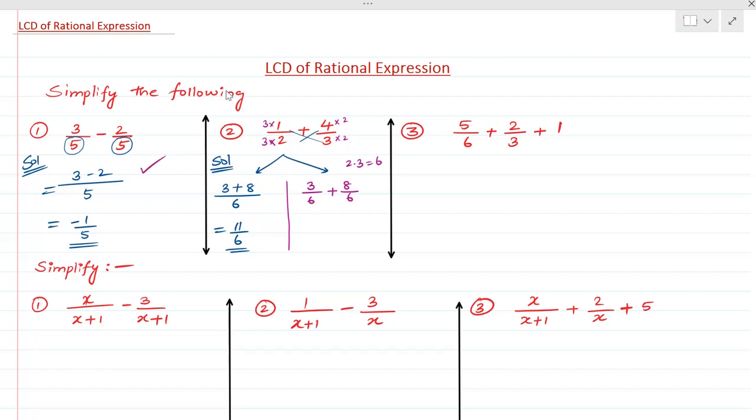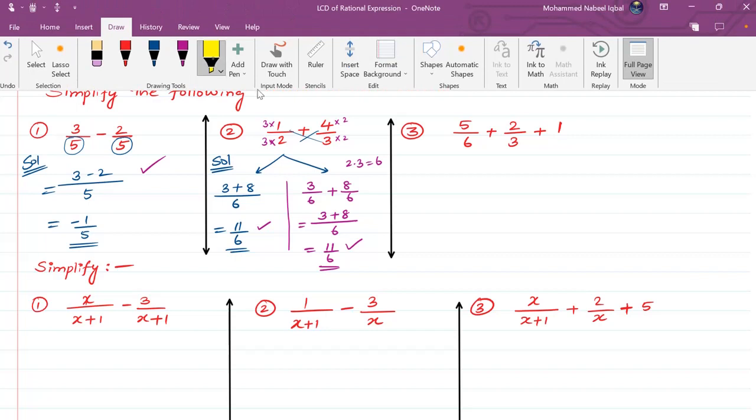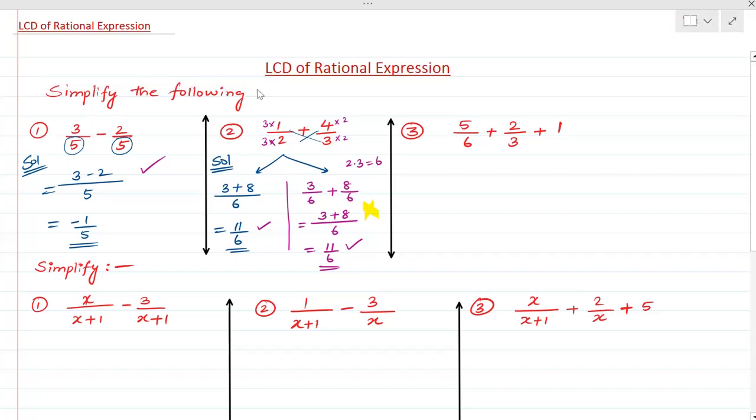After that it is the same rule as before. So how will you solve? It is 3 plus 8 over 6, which is equal to 11 over 6. In both methods, the answer is the same. Now I will follow this standard method, because this is a very important method to use in problems. So I will use this method from now on.